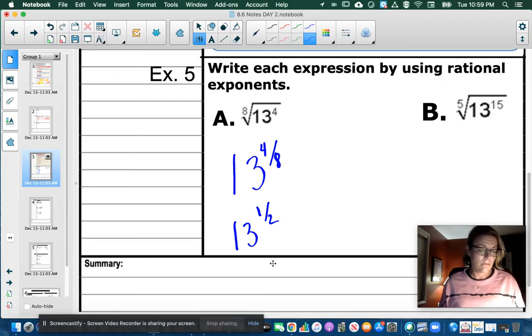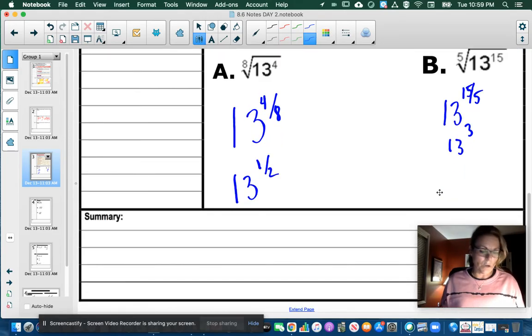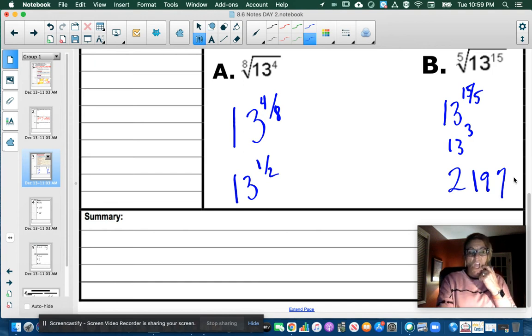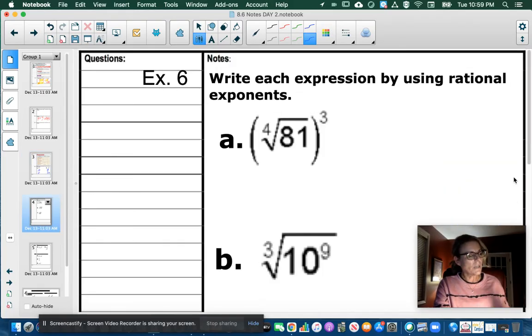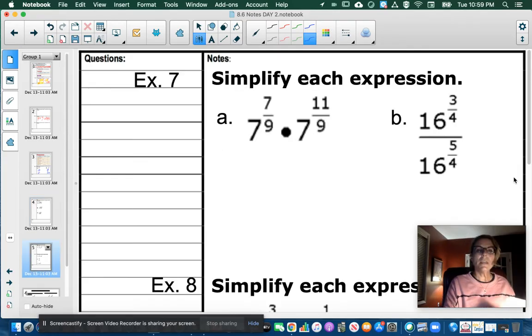That's it. And B, we have 13 raised to the 15 over 5. That's 13 raised to the 15 divided by 5 is 3. 13 raised to a power of 3 is 2197. So I'm just going the other way, changing from a radical to a rational exponent. 6, we're going to do in class. 7, we're going to do right now.